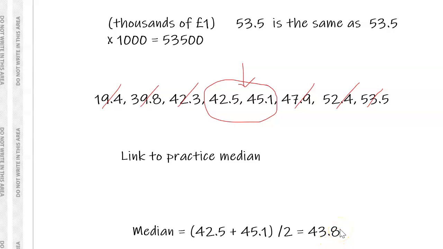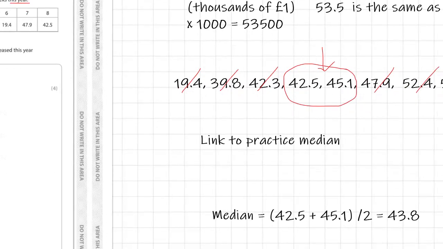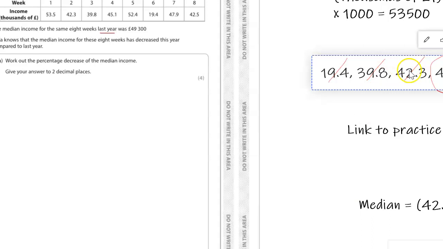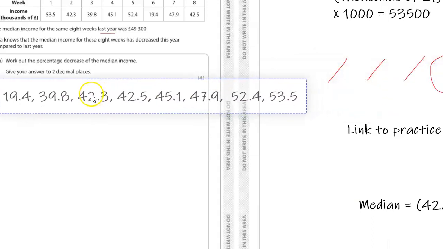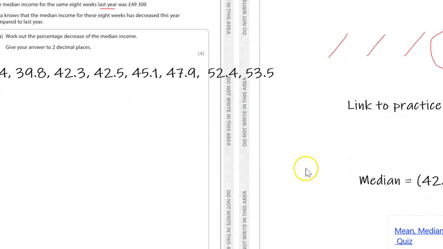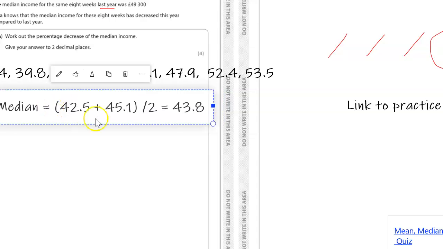So I've left it in that version. We could also put 43,800. Okay, so that's the first bit of the question. What I'm going to do there is transfer that into the question to show what I think the workings out would look like. So I would arrange the figures in order, and then I would work out the median.